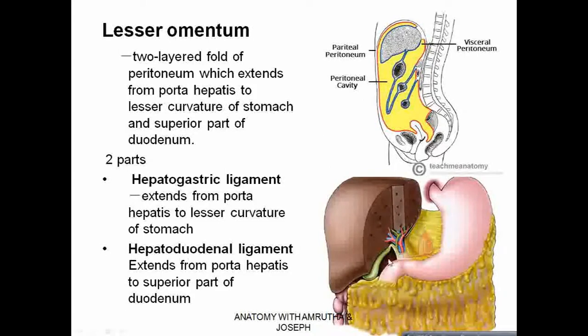So the lesser omentum, which is extending from the liver to the stomach, is called hepatogastric, extending from the porta hepatis to the lesser curvature of the stomach. Whereas the hepatoduodenal ligament is the one which is attached above to the porta hepatis, below to the duodenum.